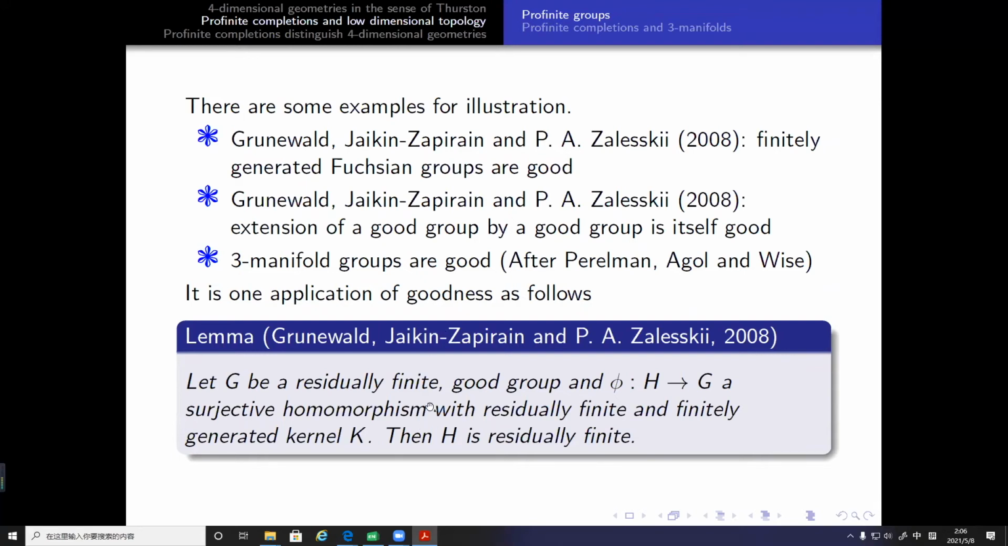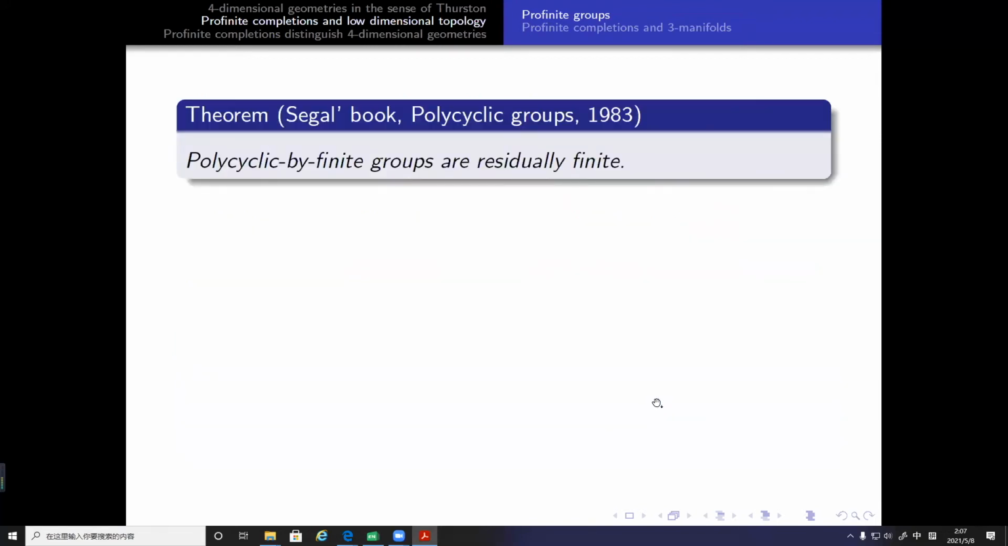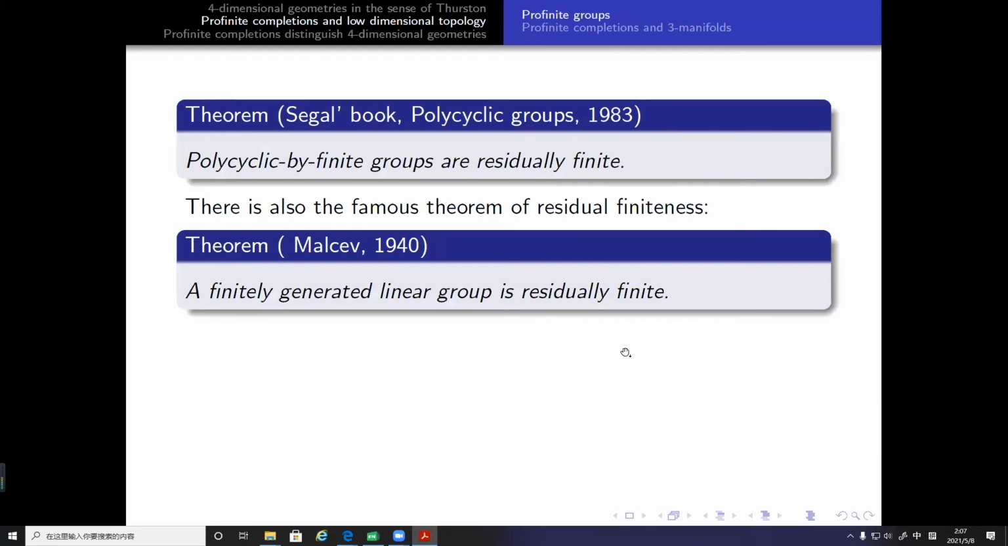For our purpose, we use the property of being good to show that a group is residually finite. Suppose G is a residually finite good group, and there is a surjective map from H to G such that the kernel of the map is residually finite and finitely generated. Then the bigger group H is residually finite. And there are some standard results on residually finite groups. For example, polycyclic-by-finite groups are residually finite, and any finitely generated linear group is also residually finite.